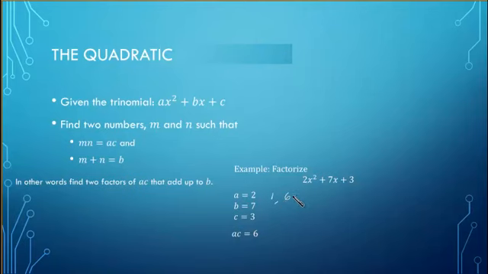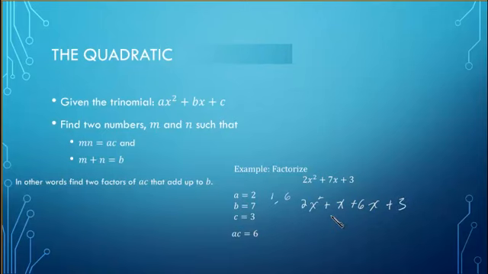So what we're going to do now is express this 7x as 1x plus 6x. This is a very important step in factorizing these quadratic expressions. We're just looking to break this up into two numbers, that's all. All this about finding two numbers that multiply to give us 6 and add to give us 7 is just to find two numbers that we can replace this with. So this then becomes 2x squared plus 1x, which is just x, plus 6x plus 3.